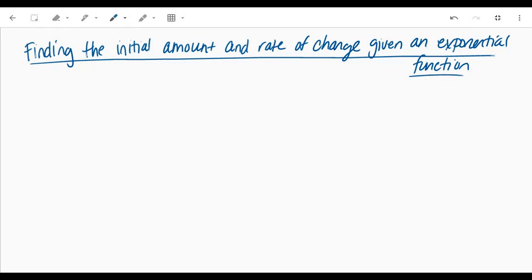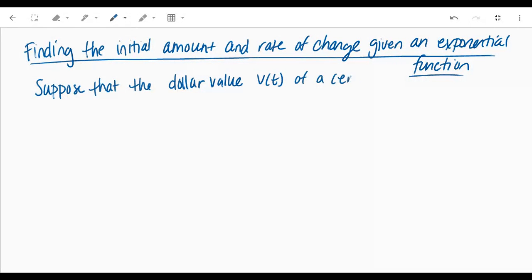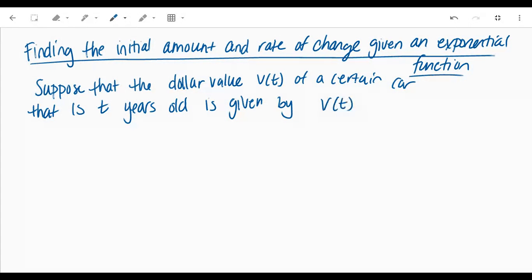This one says, suppose that the dollar value V of t, I don't know why they use, I guess V for value, of a certain car that is t years old is given by V of t equals 29,900 times 1.24 to the t.